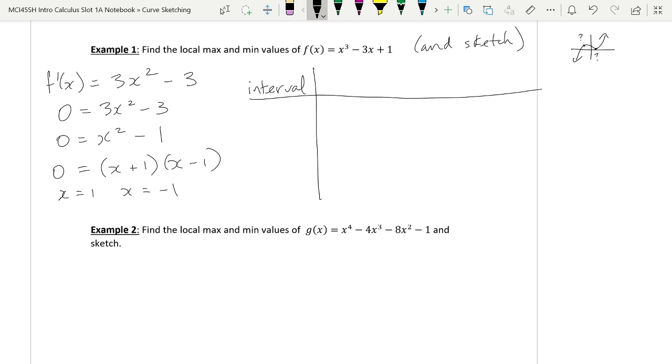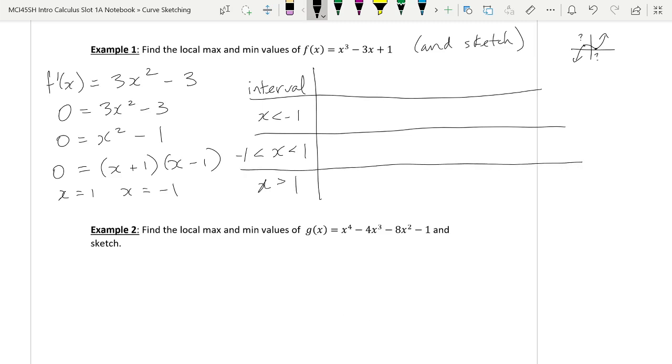So let's see. I have critical values at 1 and negative 1. So I want to know what's happening to the left of the leftmost critical value, so what happens when x is less than negative 1. I want to know what's happening when I'm between those critical numbers. And I want to know what happens when I'm past the rightmost critical number. So there's the 3 intervals of this function.